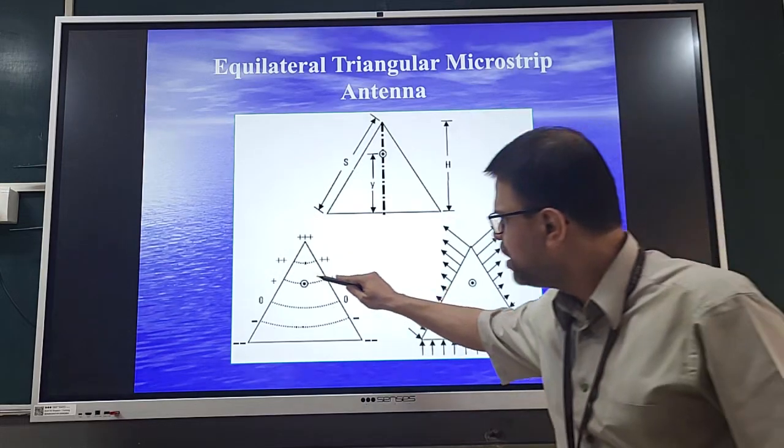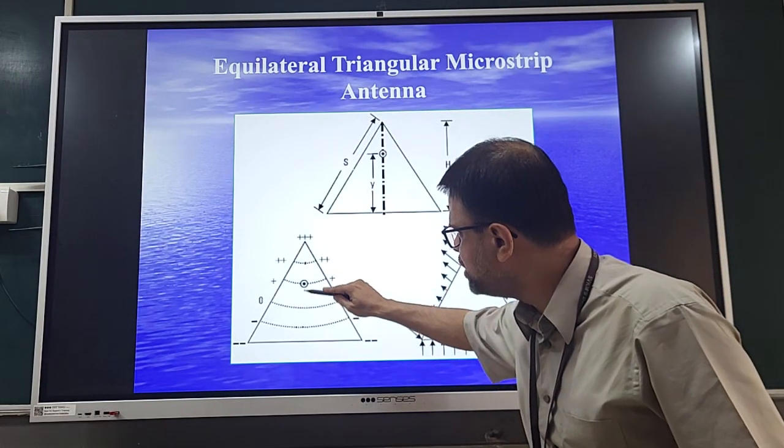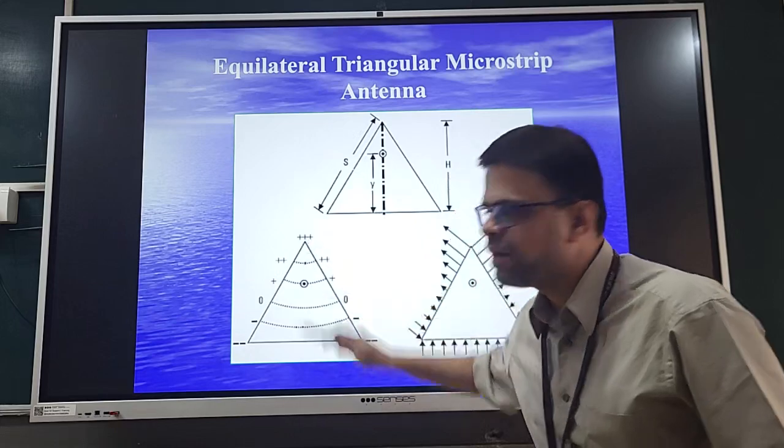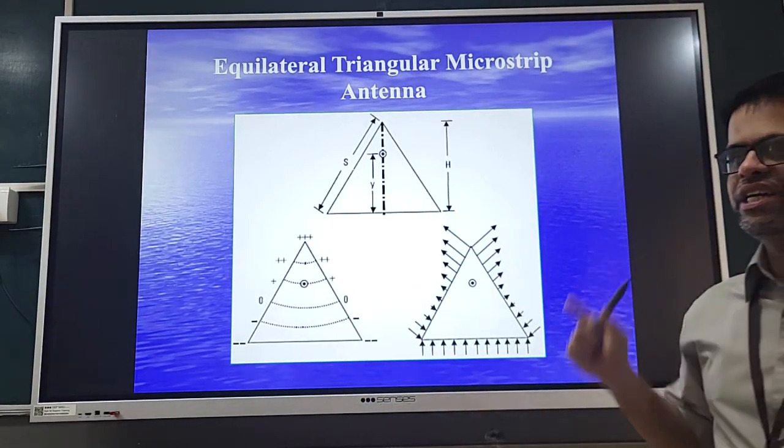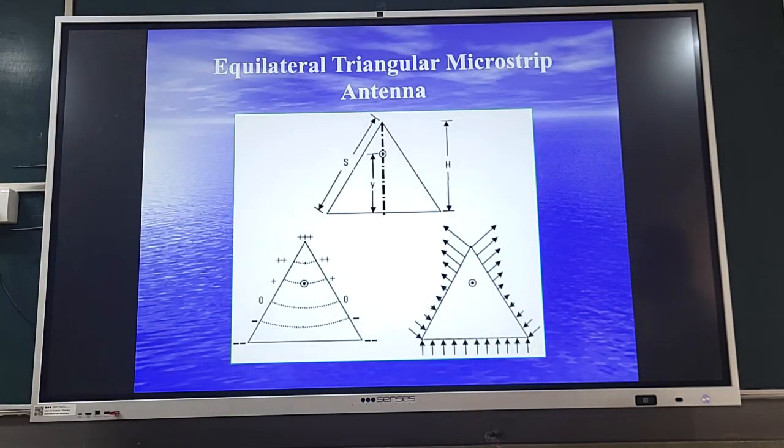So here, with respect to this point, the field varies from 0 to plus, to double plus and triple plus. These plus variations indicate the polar magnitude, they indicate the magnitude.